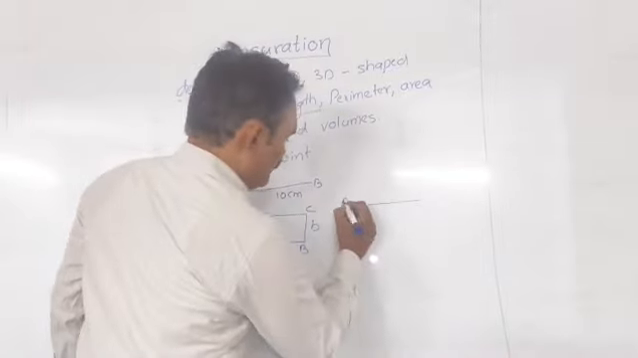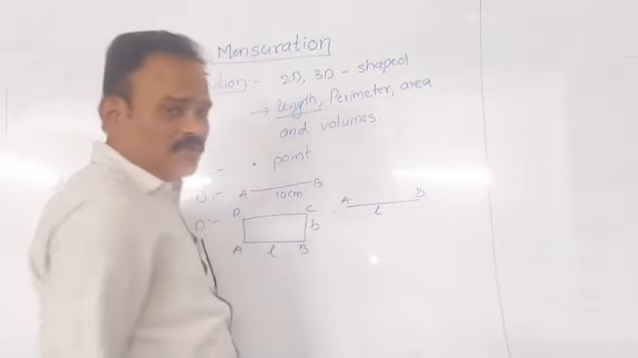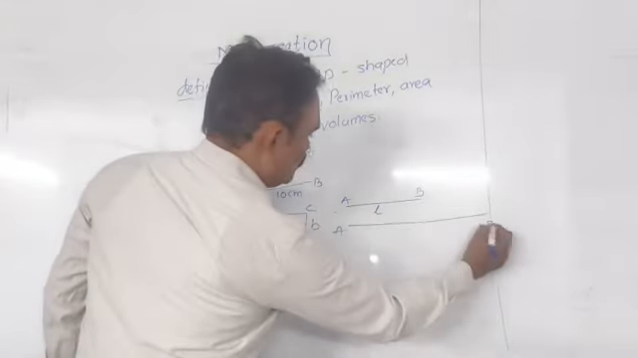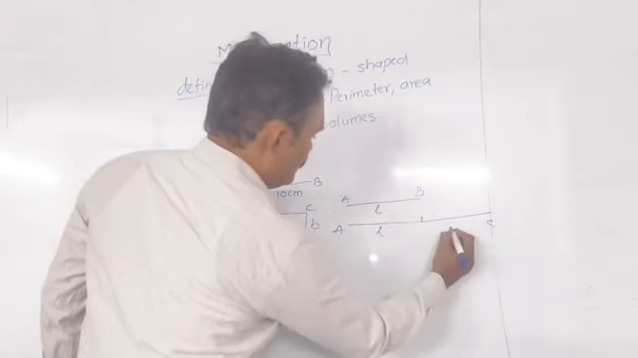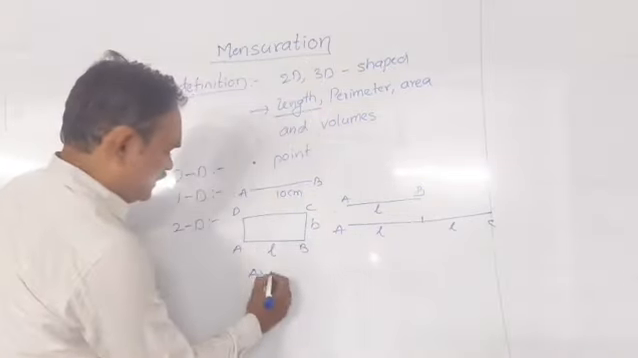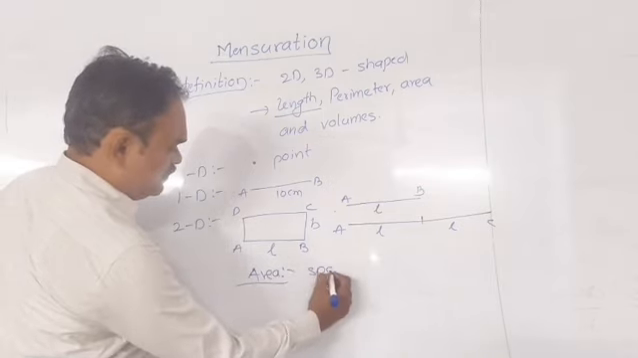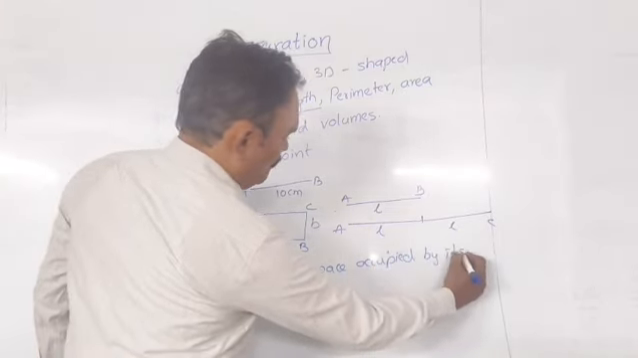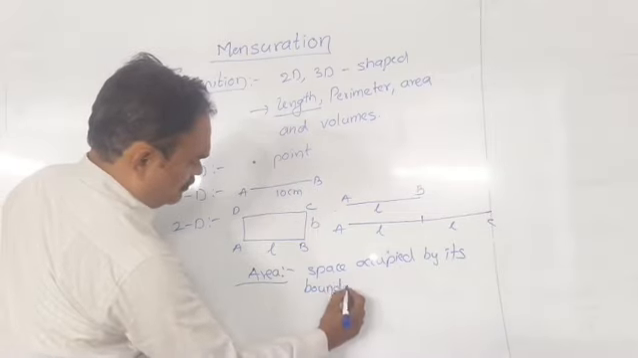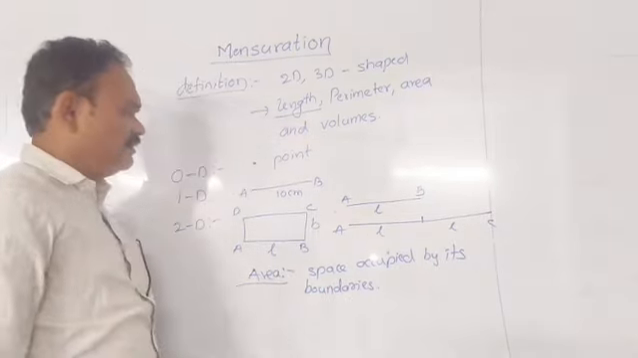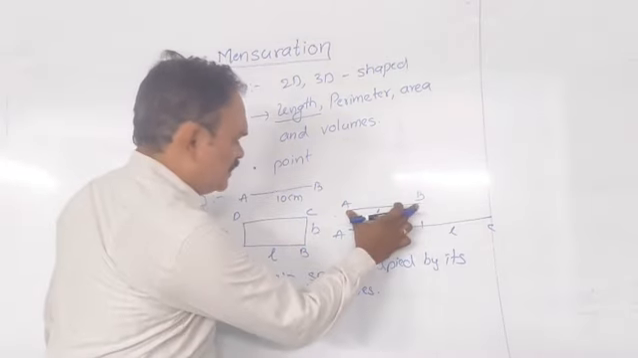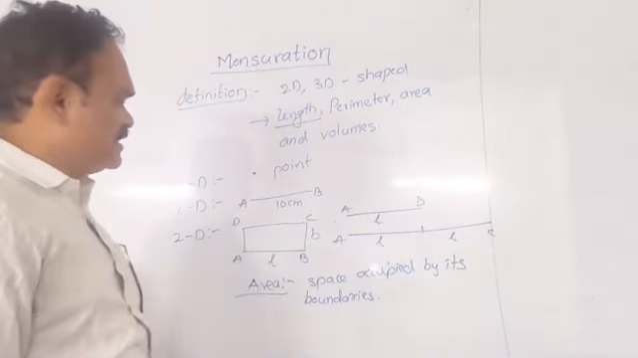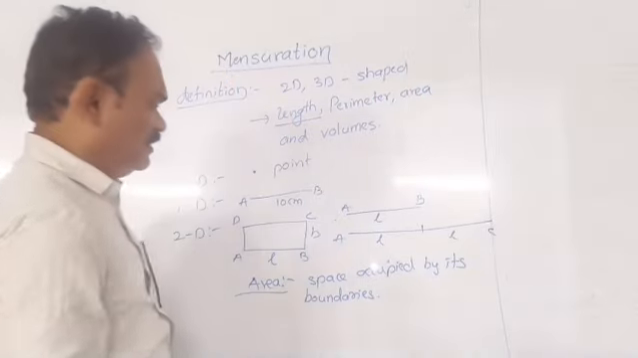Suppose I'm making a line segment whose length is L. By using a scale we can find it. I'm taking another line segment AC whose length is also L. So how should we define the area? The space occupied by boundary line segments is called area. So here, how much space is enclosed by this line segment? Here, and coming to here, how much space is enclosed by this line segment? Yes, 2 here.